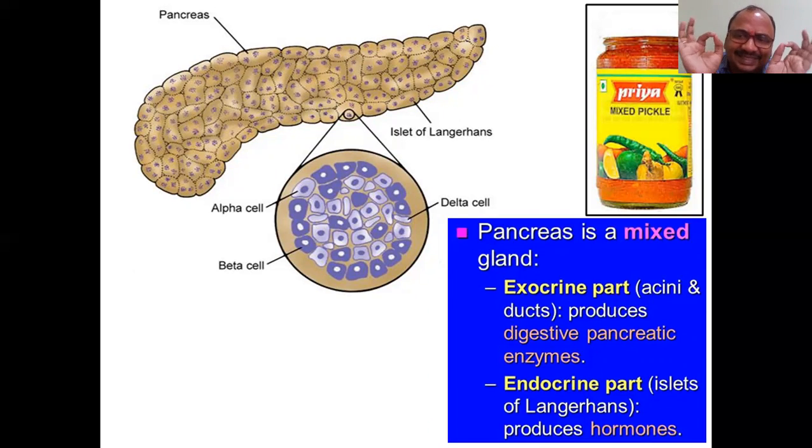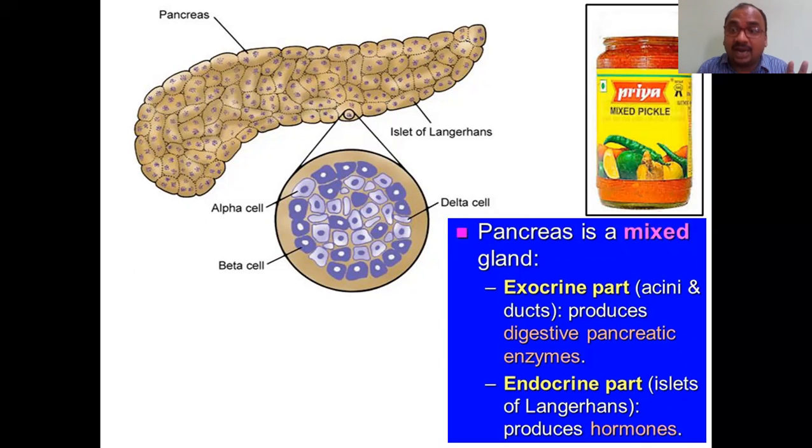Pancreas is called a mixed gland. In the body, there are two types of glands: exocrine glands and endocrine glands. Endocrine glands secrete hormones. They don't have any duct, any pipe-like structure to carry their secretions, no water pipe. They secrete directly into the blood. That is called endocrine. Exocrine consists of pipes, so it secretes its products, but it doesn't secrete hormones. Endocrine only secretes hormones.